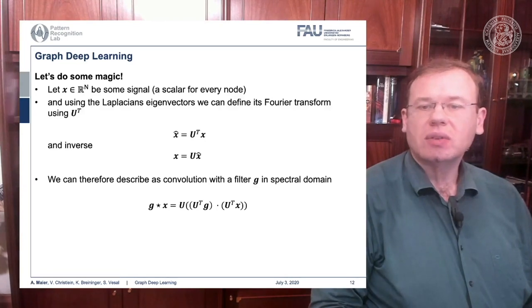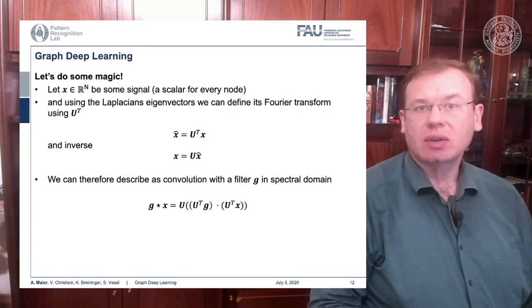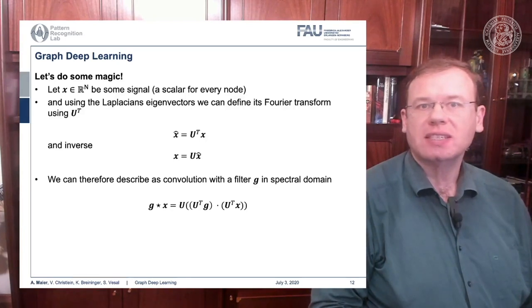Now we can also describe a convolution with a filter in spectral domain. So we express the convolution using a Fourier representation, and therefore we bring G and X into Fourier domain, multiply the two, and compute the inverse Fourier transform. So we know that from signal processing that we can also do this in traditional signals.